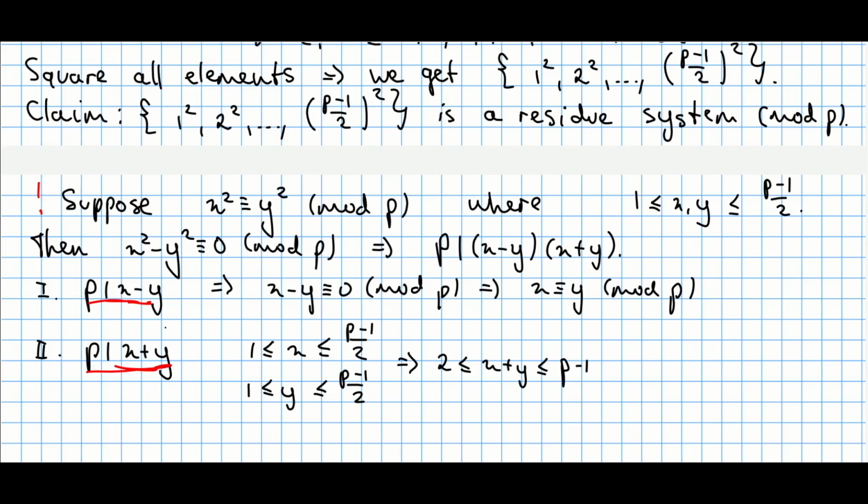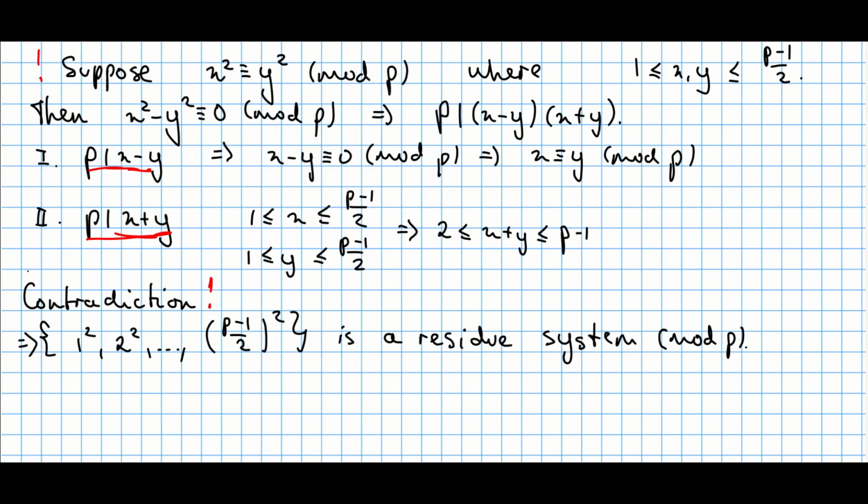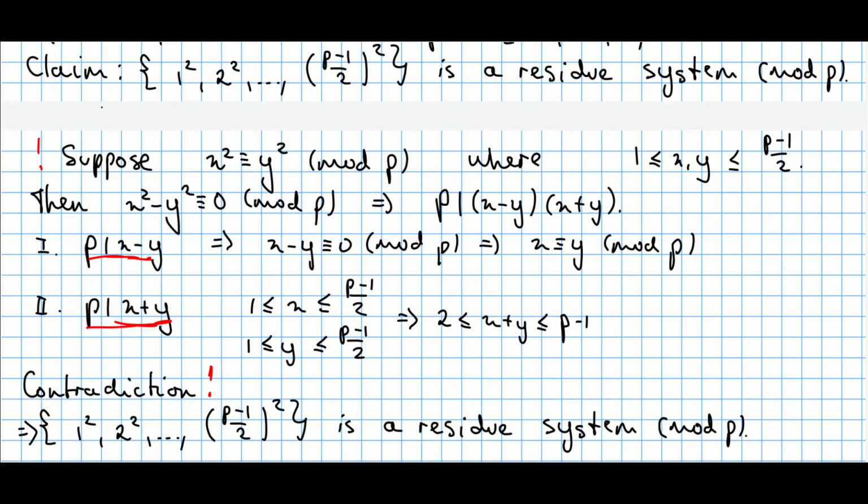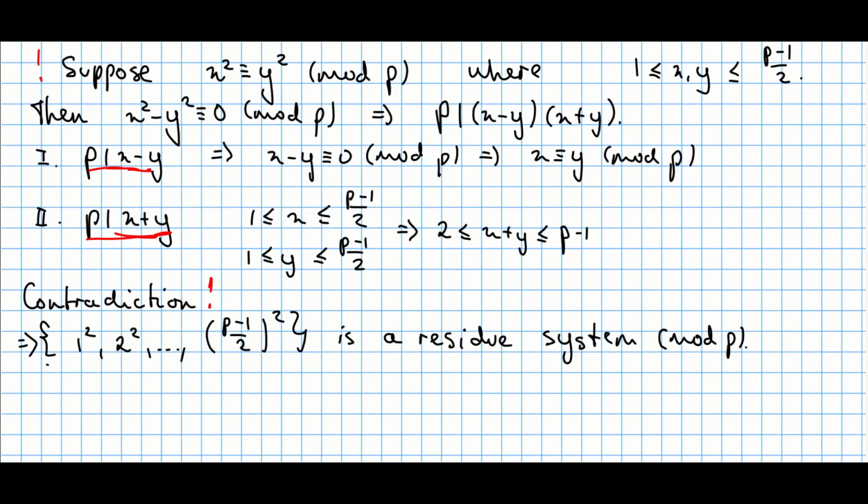p divides x plus y means x plus y might be equal to either 0 or p or 2p, 3p, or even negative p, negative 2p, and so on and so forth. And we see that x plus y, according to this inequality, can be neither p, nor 2p, nor 0, nor minus p, and so on and so forth. So something is wrong right here. So we reached a contradiction to our assumption that this is not a residue system modulo p. So contradiction means that actually this system is a residue system modulo p.